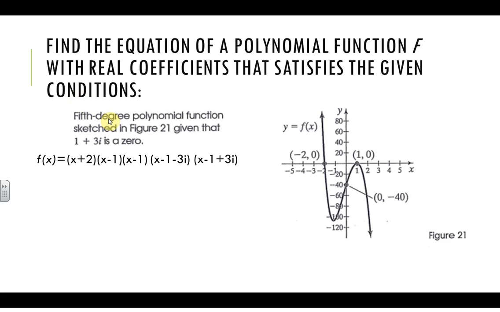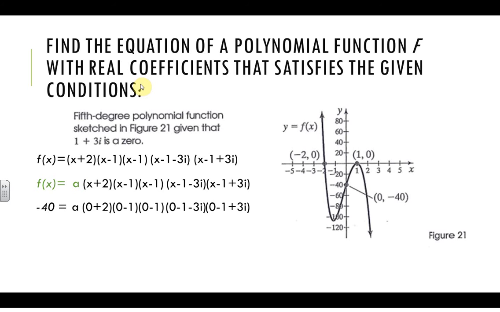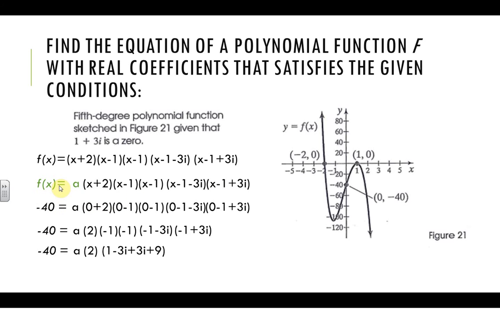Fantastic. But there's more. It says that it satisfies the given condition. Notice they give us some other pieces of information right here. Let's solve for that a. They gave us the y-intercept, the point (0, -40). So we need to find that a value. We're going to plug in 0 for x and -40 for f of x, or the y. Doing the math.